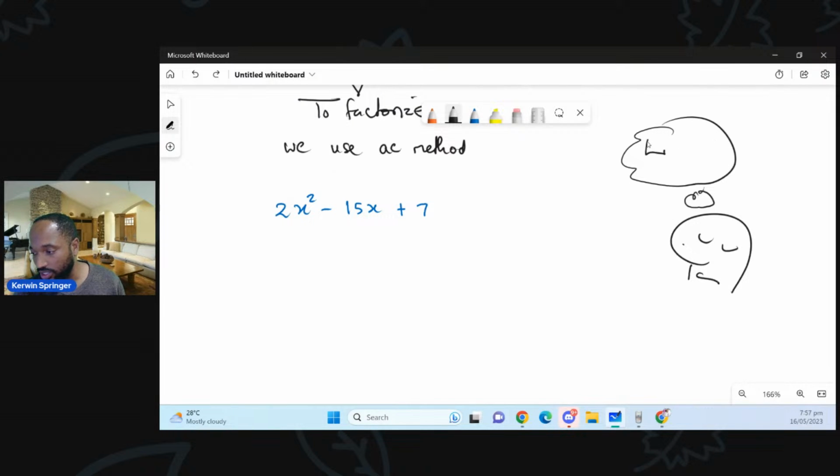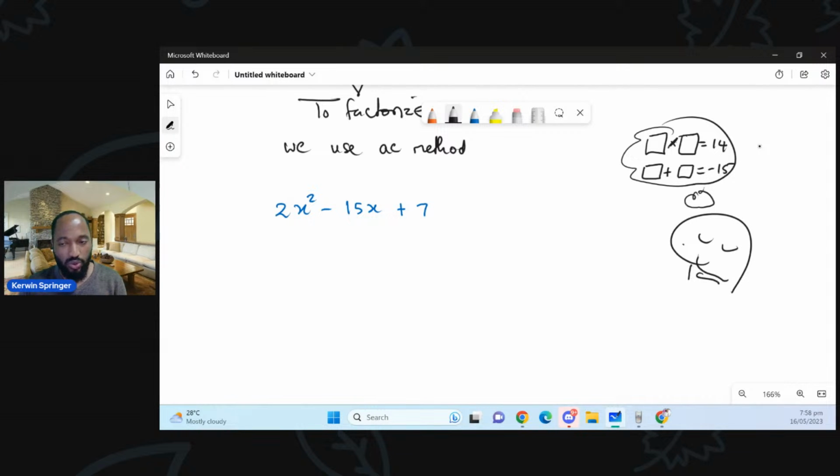And there are 2 boxes that I'm trying to fill in my mind, folks. So I'm trying to get 2 numbers that multiply to give me A by C, which is 2 by 7, is 14. And the 2 numbers must at the same time add to give me back B. B is negative 15. That's the AC method. That's how you factorize a quadratic.